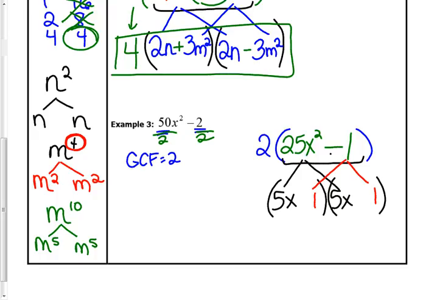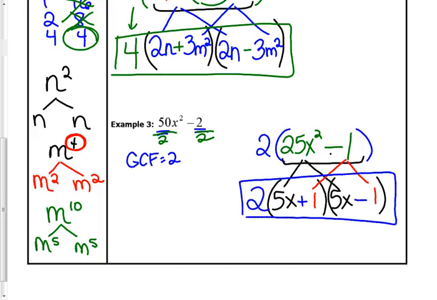And finally, we want to make sure we include our signs. Because this was minus, technically this counts as a negative 1, so we should have different signs. 1 positive, 1 negative. And we have to bring down our GCF of 2 and make sure we don't forget that. So this would be my answer.